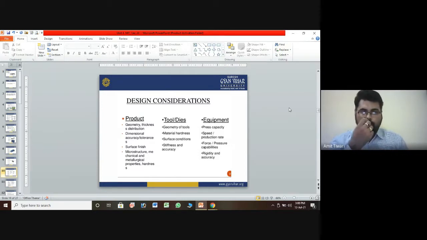If you want to make a product with the help of the hydroforming technique, hydroforming method, you must have an idea of the geometry. The geometry related terms come from the geometry of the cut material, thickness or distribution, dimension accuracy, what dimension you require and how much dimension accuracy is required for the same.